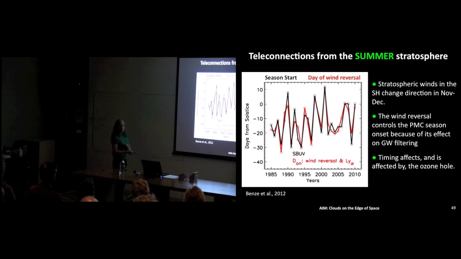In the red is when the stratospheric wind below actually reversed its direction, and you can see an extremely good correlation. There's actually a little bit more going on here that I don't have time to describe. But basically what Susanna was able to show is that back in time, you can really determine what the starting day of the season was based on what the winds in the stratosphere were doing.